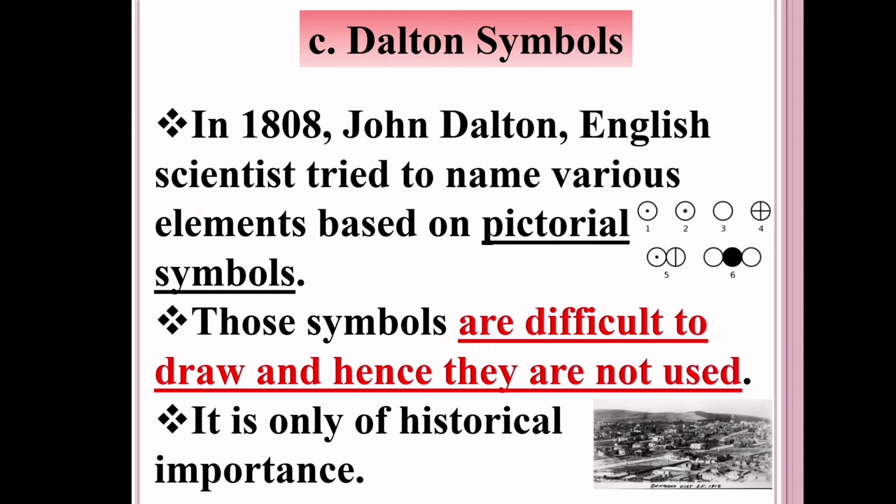In 1808, John Dalton, an English scientist, tried to name the various elements based on pictorial symbols. These symbols were very difficult to draw, so they were not used. It is only of historical importance.